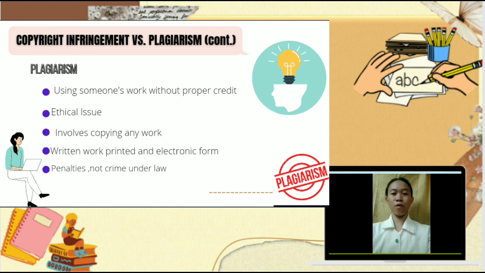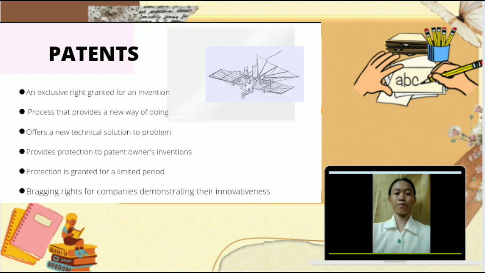So it is a form of stealing, and it involves copying of any work. Its context includes written work, printed or in electronic form, and it carries penalties but is not a crime under law. In academia, plagiarism is a serious matter. The penalty will typically depend on the seriousness of the issue. However, the best way to avoid plagiarism is by citing the sources correctly.